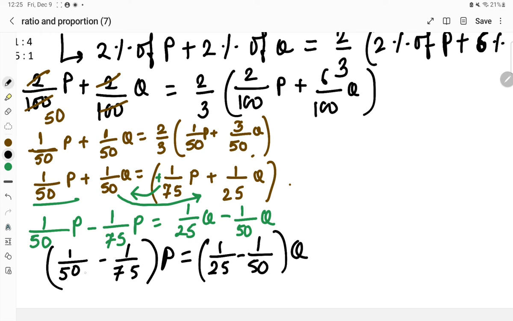If you are not able to understand how to calculate this, simply make the denominators the same. Here the denominator is 50, I can multiply this by 2, also the upside by 2, so what I can get is 2 upon 50 minus 1 upon 50, that will be 1 upon 50.